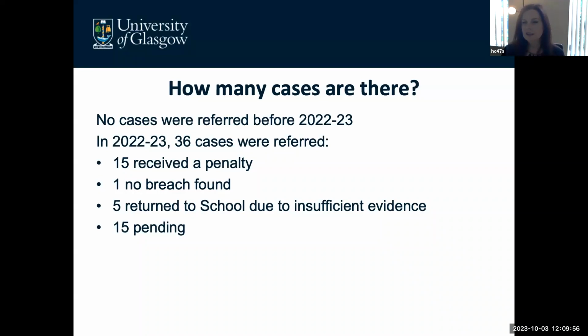We know that it's the tip of an iceberg. We know that there will be many more cases that we don't know about, but this is the state of how things are at the moment. So that's the conduct aspect of it.